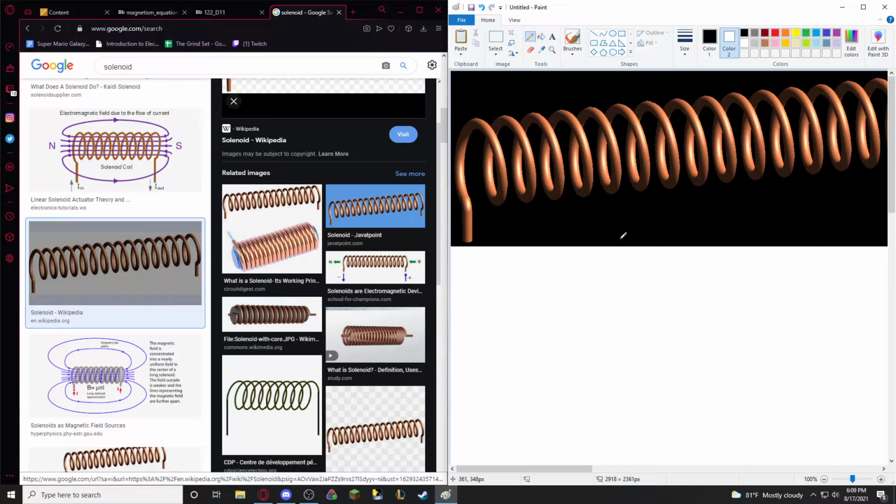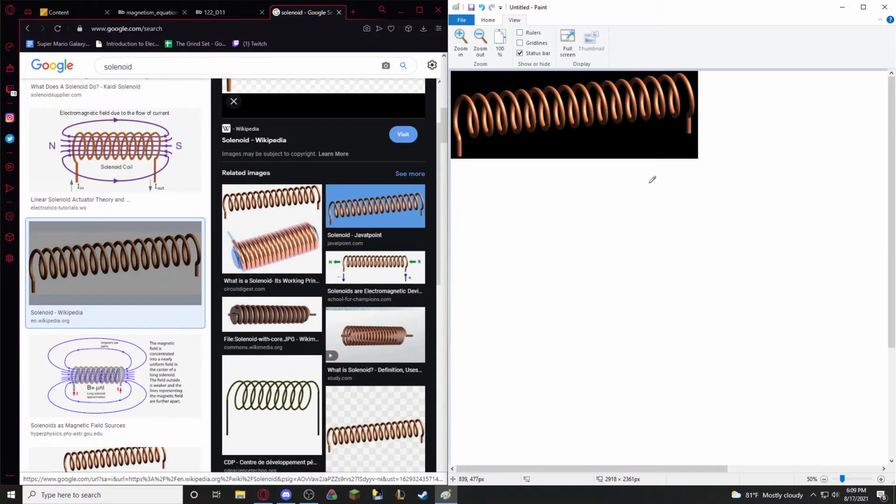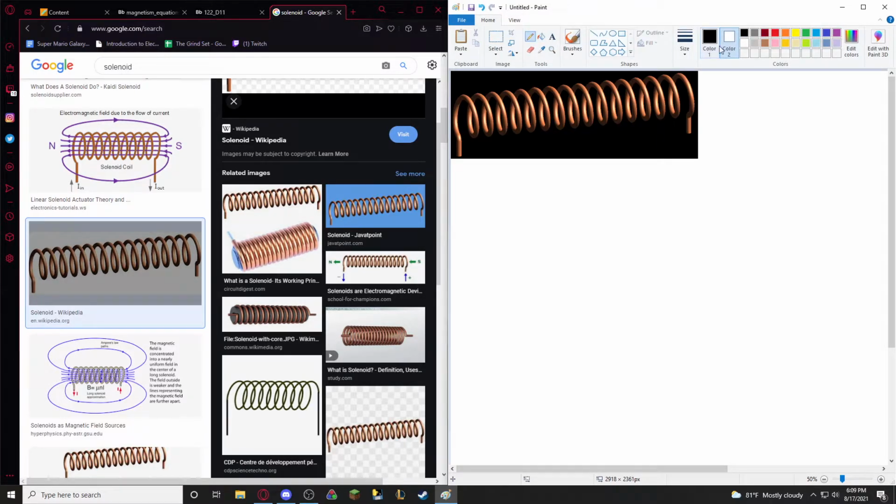But yeah, let's zoom out a little bit. So we got a bunch of wires here, right? And it's not a straight wire. So it's a curly wire, basically. It's a curly wire, exactly. So what is the magnetic field going to look like for this wire?